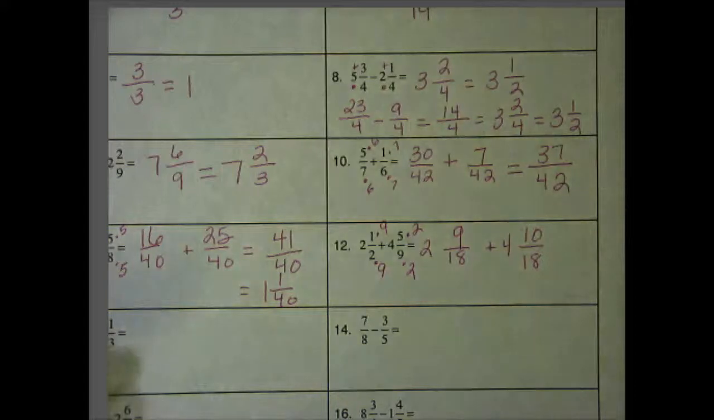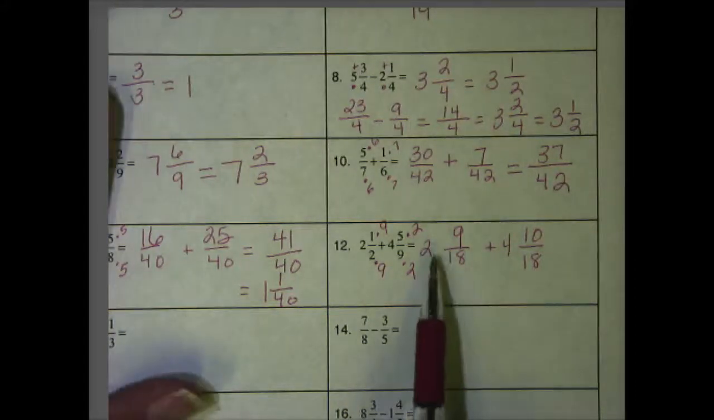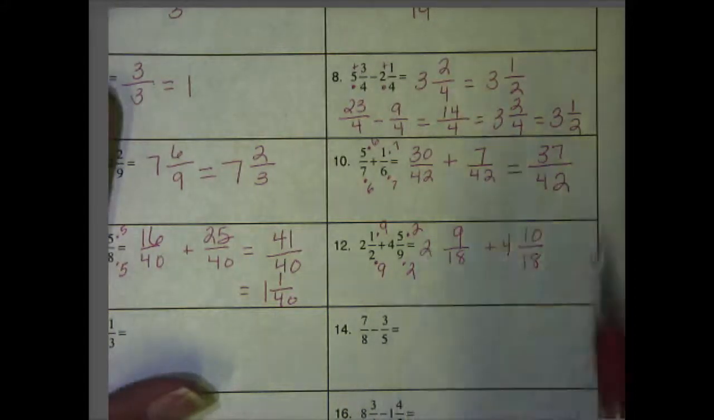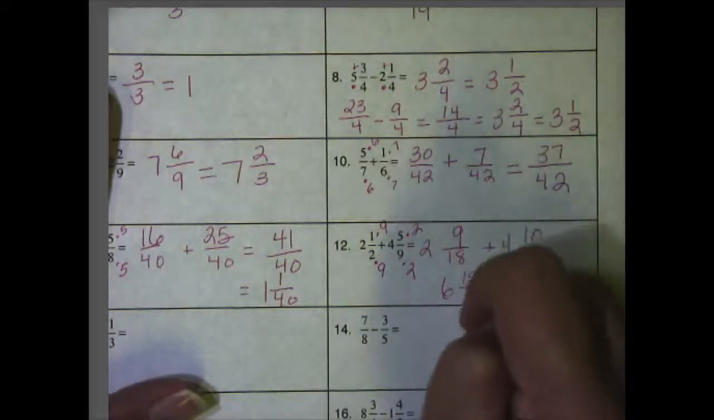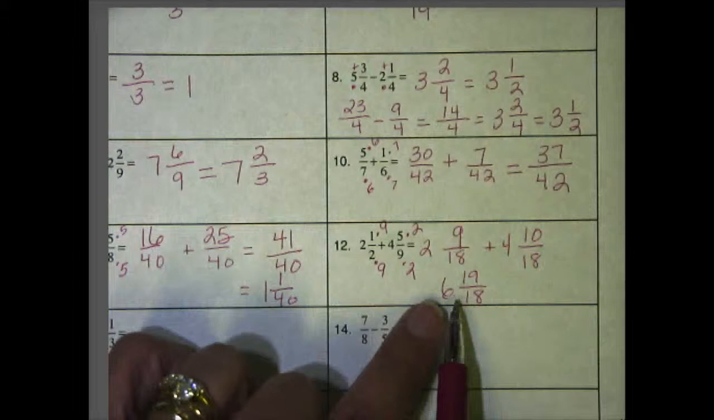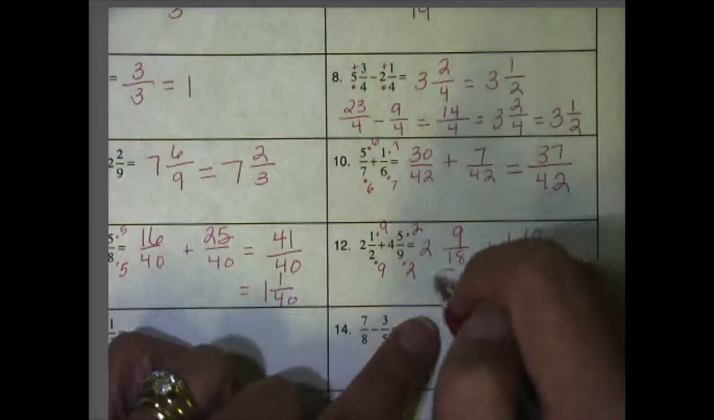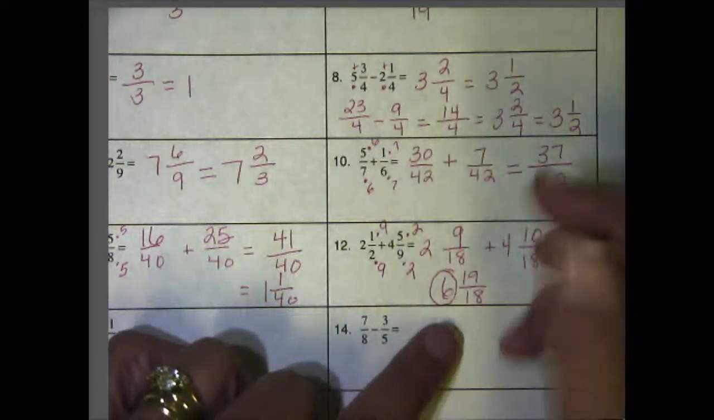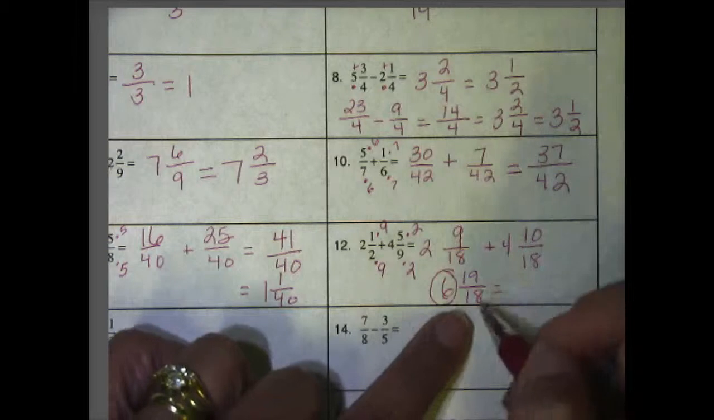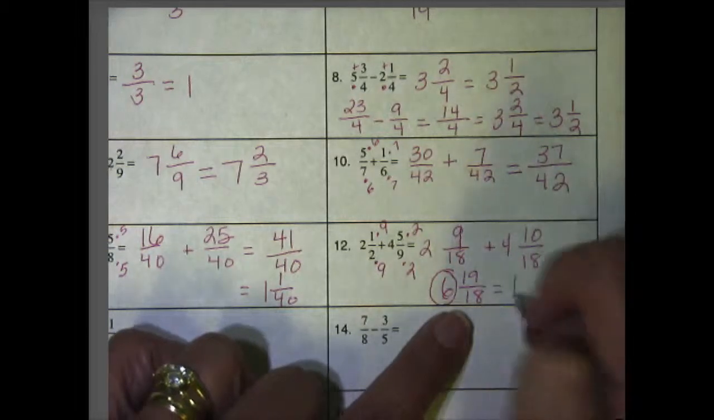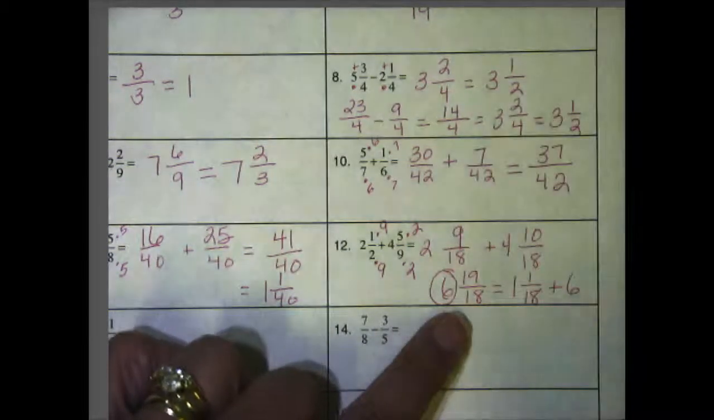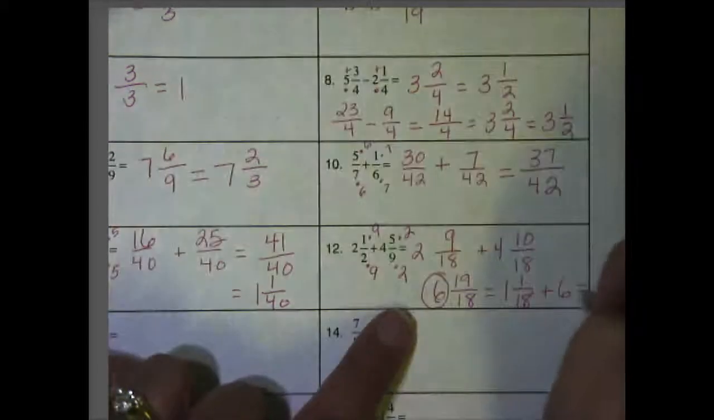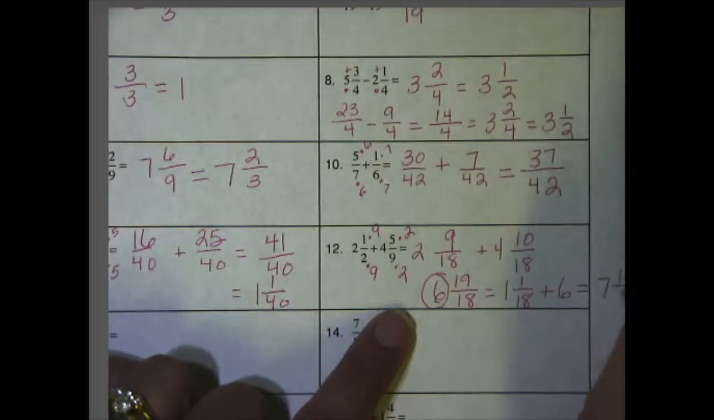So let's take a look at it. If I'm going to add first, I'm going to take 2 plus 4 is 6. 9 plus 10 is 19 over 18. Now keep in mind, I've got a 6 out here, right? But now I have 19 over 18, which I know simplifies to 18 goes into 19 one time with 1 left over. Denominator's 18. But I need to add 6 to that because I still have 6 out here. So I get 7 and 1 over 18.